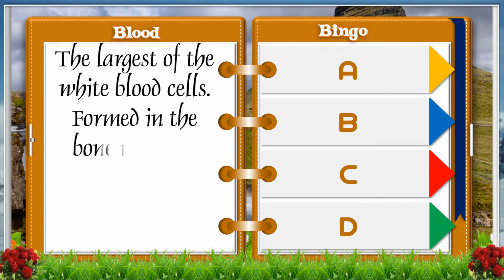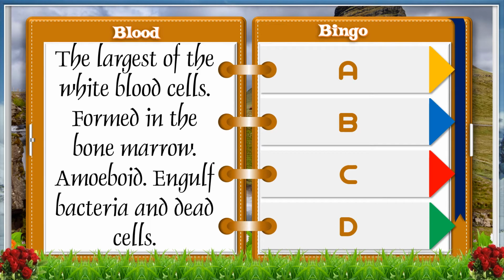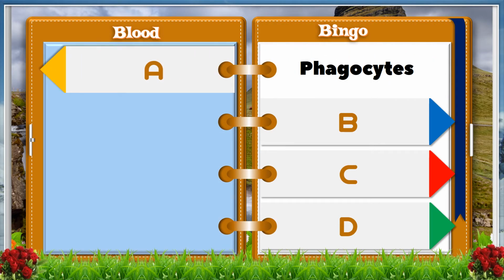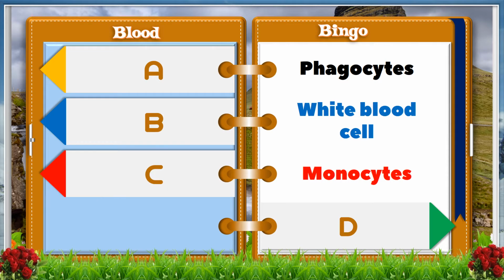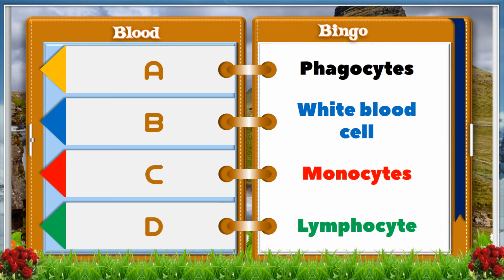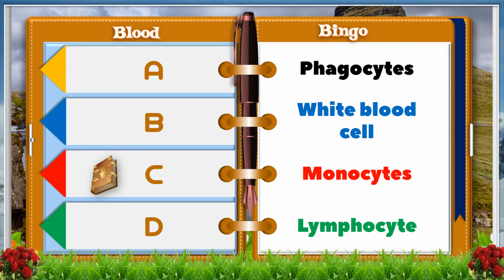The largest of the white blood cells, formed in the bone marrow, amoeboid, engulf bacteria and dead cells. A. Phagocytes. B. White blood cells. C. Monocytes. D. Lymphocytes. And the answer is C. Monocytes.